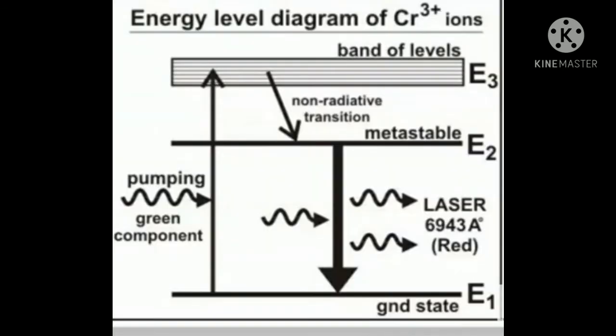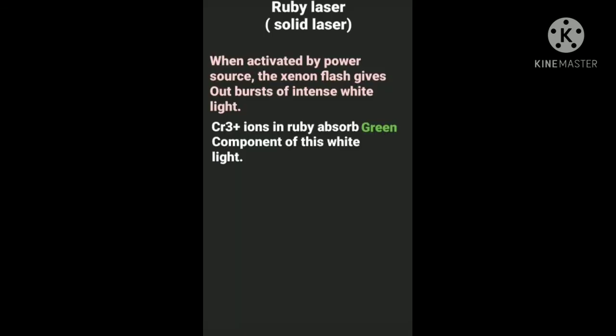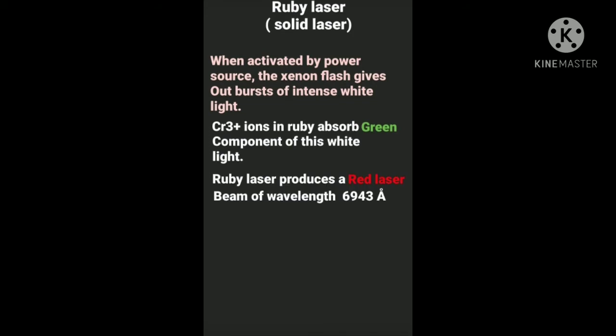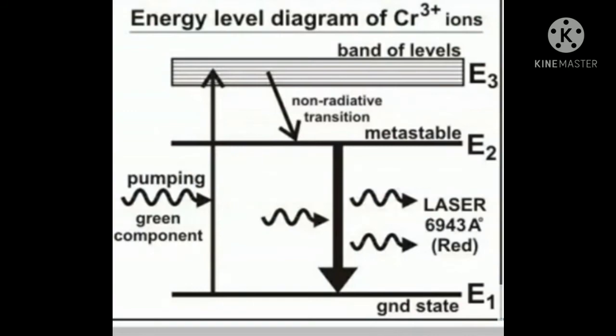This is the energy level diagram of chromium 3 positive ions, where the chromium 3 positive ion in ruby absorbs the green component of the white light falling on the ruby crystal from the xenon flash lamp. All the other components present in white light are wasted here. Only the green component is used for the production of the laser beam, and this absorbed component of white light produces a red laser beam of wavelength 6943 angstrom, which lies in our visible region. So here you can understand the working of ruby laser.